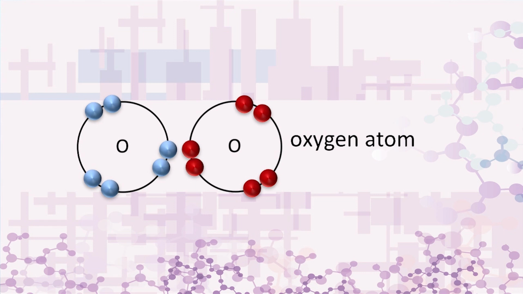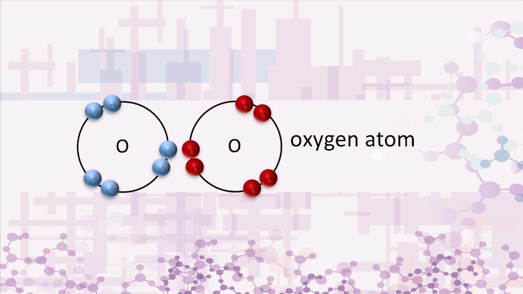Let's take a look at another example. It's probably a little bit more complicated. Oxygen is in group 6 of the periodic table. So how many electrons does an oxygen atom have in its outer shell? Well, it's in group 6, so that suggests that it has 6 electrons in its outer shell.